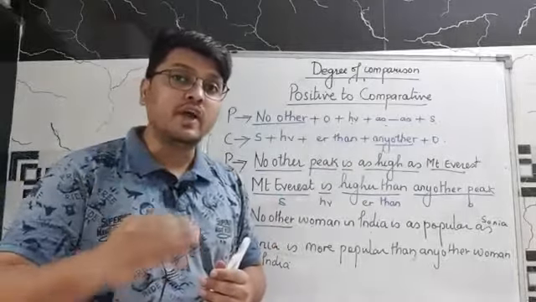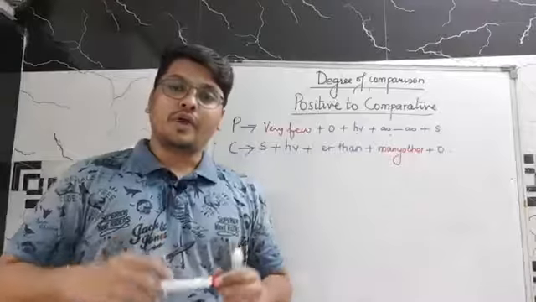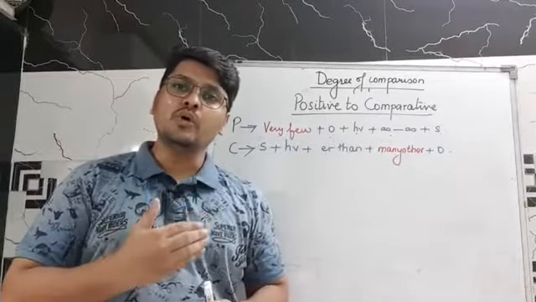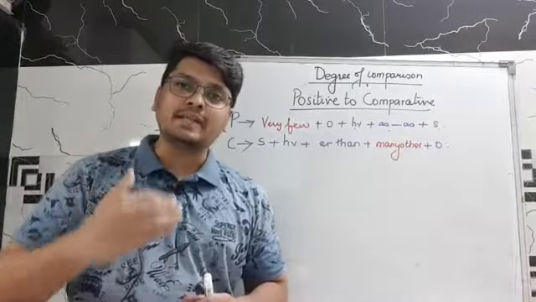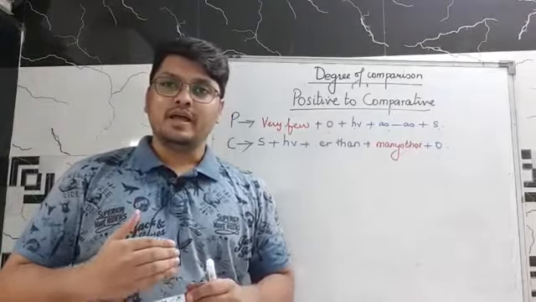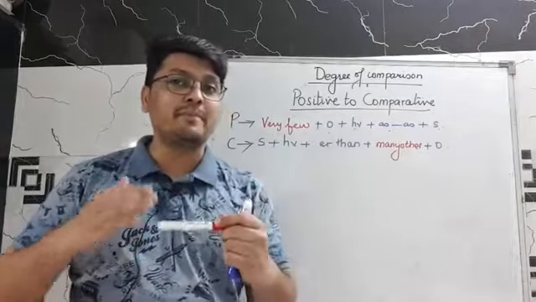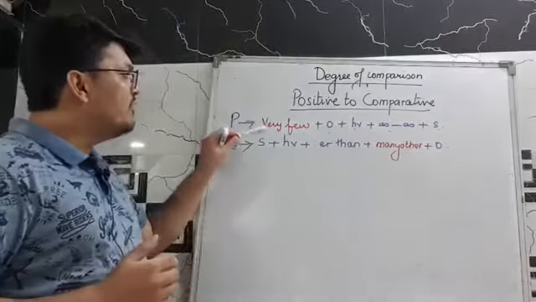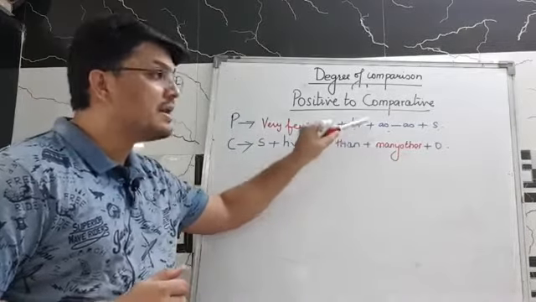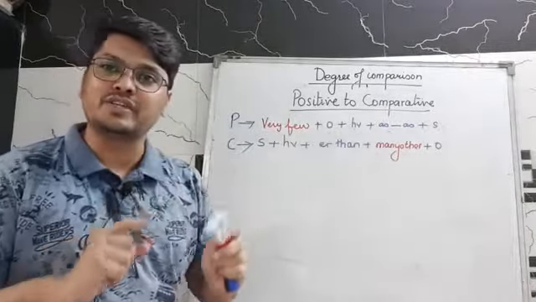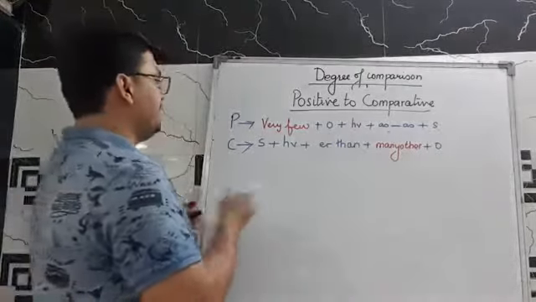Students, positive degree also starts with very few, which we are going to learn now. Okay students, let's do examples where positive degree starts with very few. You can see there is only difference between no other and very few type of positive degree. Instead of no other, I used very few here, and instead of any other, I used what? Many other. So these are the changes in this type of positive degree. So let's take an example.